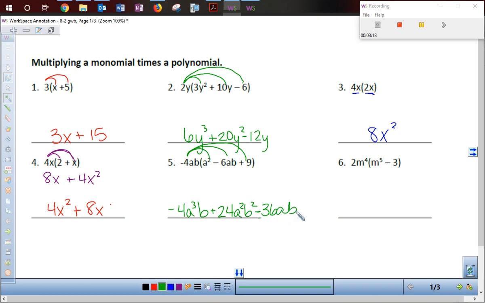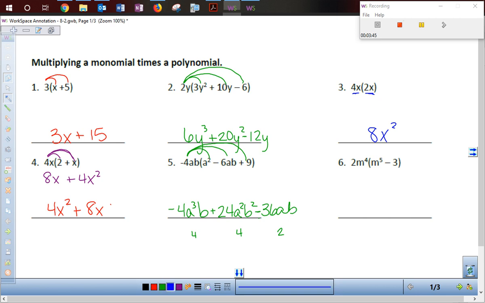Now I want to double check the degree of my terms and make sure that they're all in order. So I have an a to the third, b to the first, so I add those together and I get a degree of 4. I have a squared, b squared, add those together and I get a degree of 4. And I have a to the first, b to the first, and I have a degree of 2. So in order of 4, 4, 2, this is in standard form.